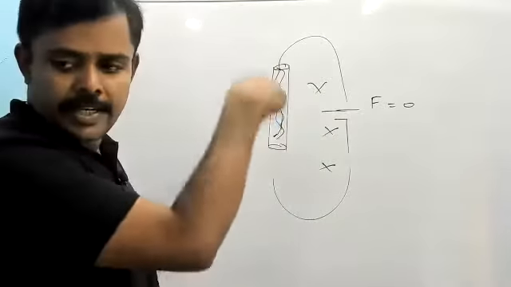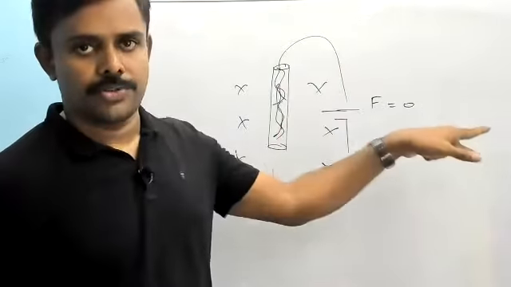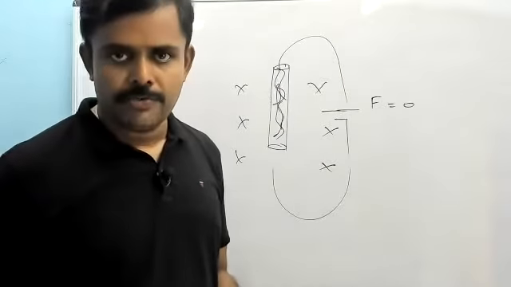But if you connect this to a cell, things will be different. All these electrons will be aligned in a particular direction. There will be a current. Now it will be a current carrying conductor, and there will be a force. Did you understand the difference?